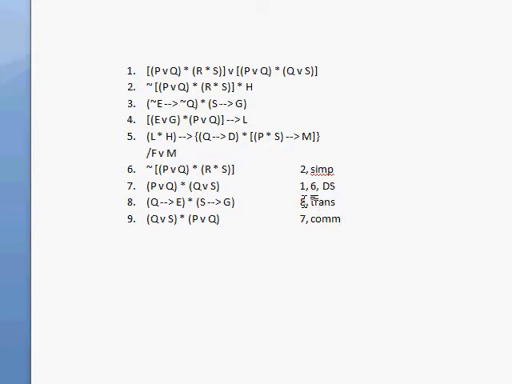I misjustified this. This is an 8 transposition. This is, let's see, 4 transposition? No, this is 3 transposition. Okay. So I did this, and so now I commuted Q or S, and then in premise 10 I can get Q or S through 9 simplification.